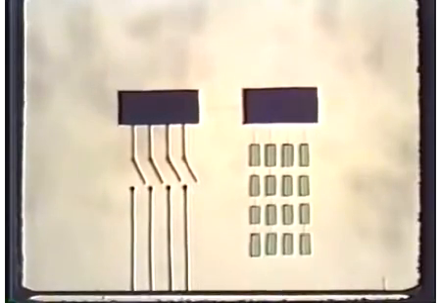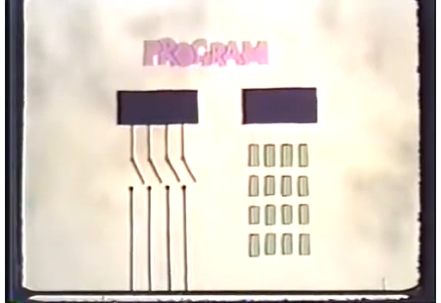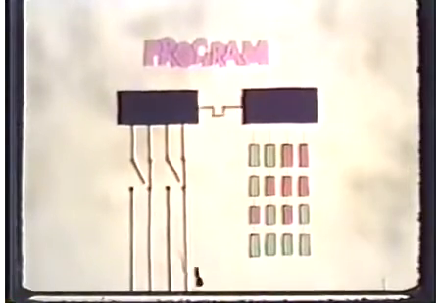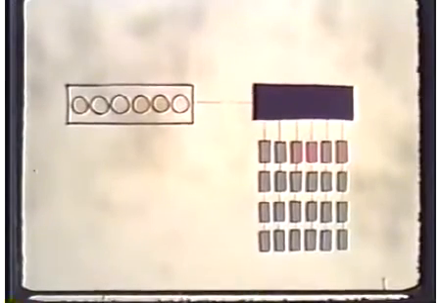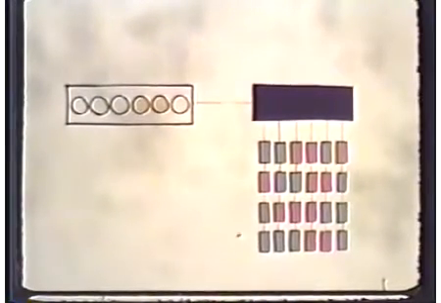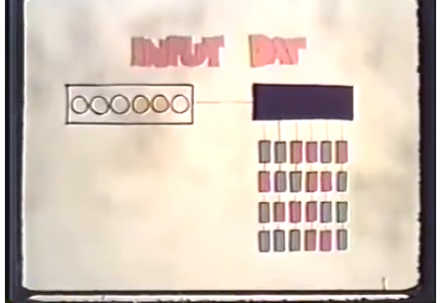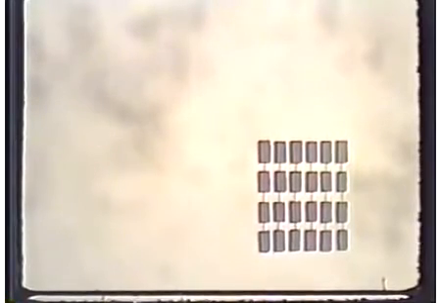The switching instruction is called the program. This is stored first. Then the numbers to be calculated are stored. And they are called the input data. First, the program is put in and stored in the processor. Then the input data is put in and stored separately.